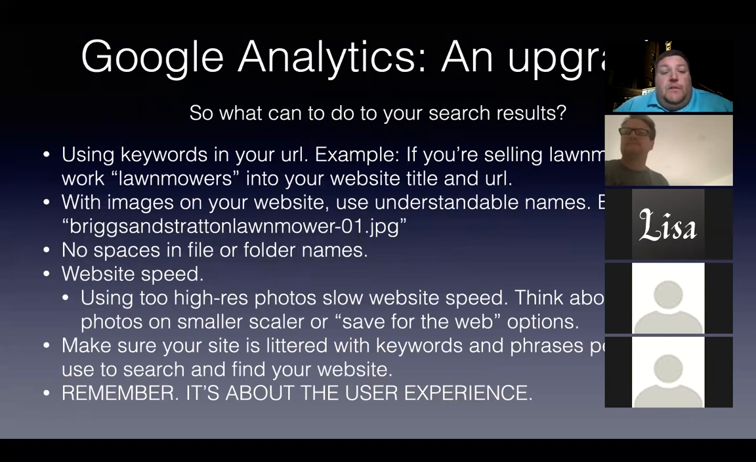So what can you do to improve your search results? Use keywords in your URL. For example, if you're selling a lawnmower, work lawnmowers into your website title and your URL. With images on your site, use understandable names such as Briggs & Stratton Lawnmower 01 JPEG. No spaces in file or folder names.